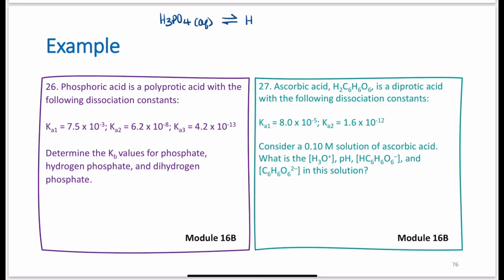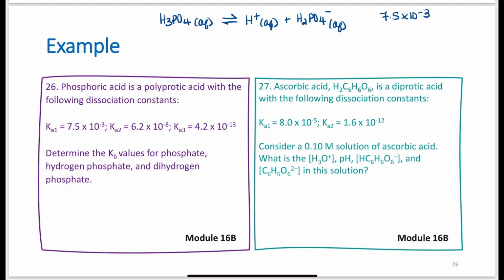Its first dissociation is losing one proton and forming dihydrogen phosphate. Dihydrogen, so it's two hydrogens and then phosphate. The Ka for this is 7.5 times 10 to the negative 3. It's the first one lost.